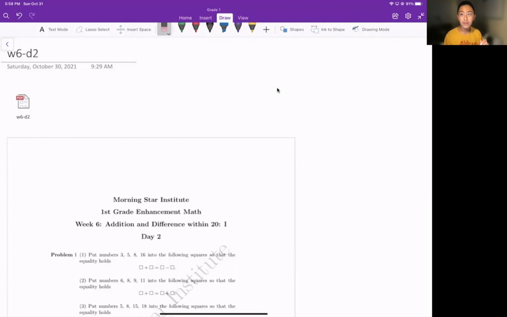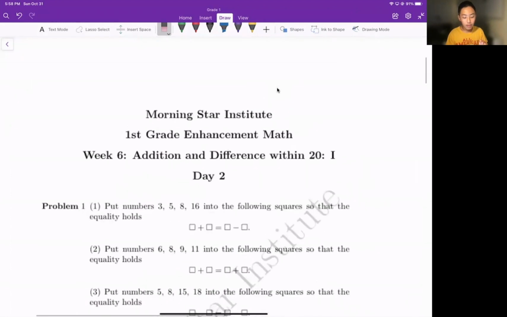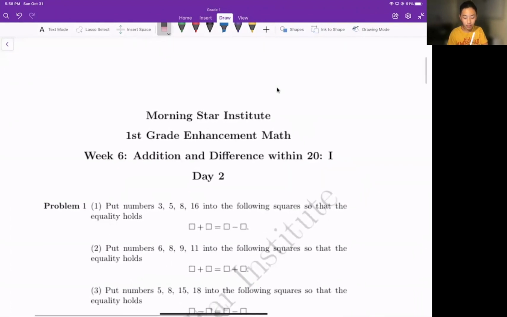Hi everyone, so this is week 6, day 2, the solution video. So for problem 1, it says put numbers 3, 5, 8, and 16 into the following square so that the equation holds. For this problem, you probably just need to play around with the numbers, and eventually you'll get the same equation like this. 5 plus 8 equals 16 minus 3.